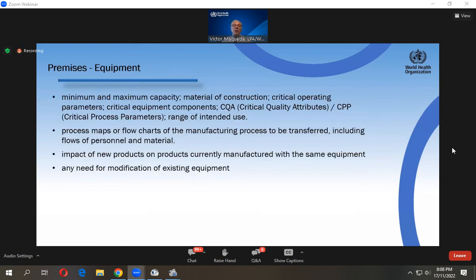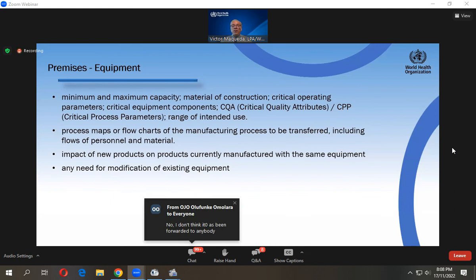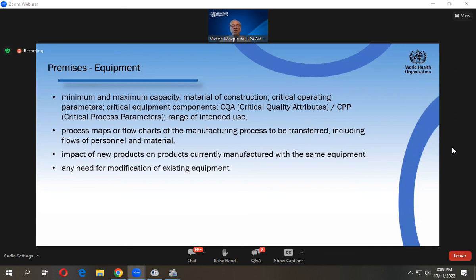In terms of premises and equipment, of course, we need to understand the minimum and maximum capacity, materials of construction, operating parameters, as we mentioned, the critical attributes, and the intended use. Very useful to have, I would say, not only useful, but necessary to have all the process maps and flow charts of the manufacturing process to be transferred, including flows of personnel and material. The impact of new products on products currently manufactured with the same equipment.